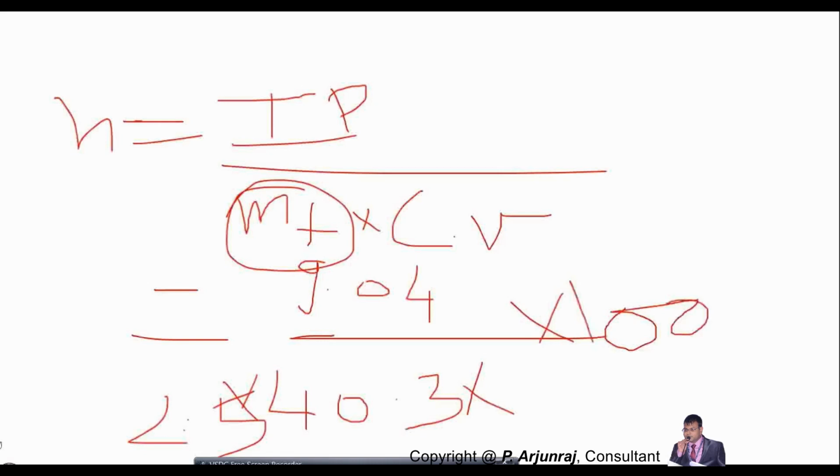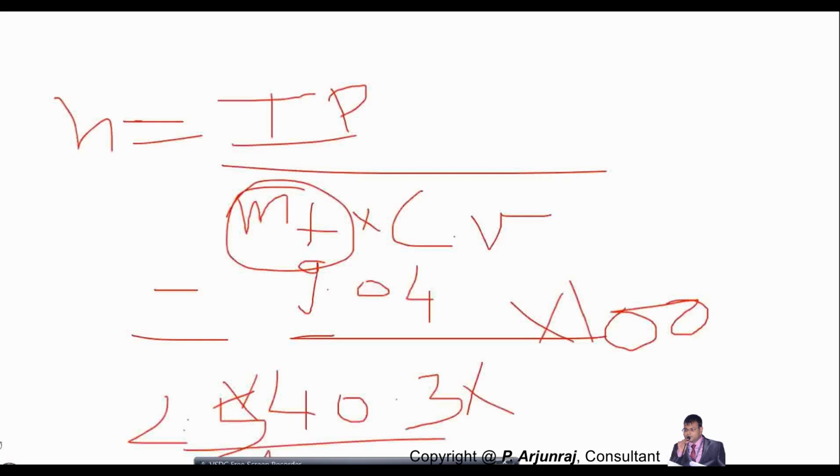So how much is the efficiency you are going to get? That is very much important. The mass flow rate is mentioned as 2.5 kg per hour. Yes, you are right. So we need to divide it by 60. The duration is for 1 hour exactly. You are right.